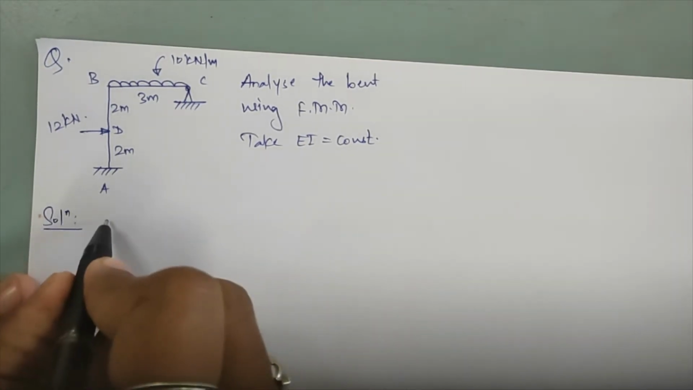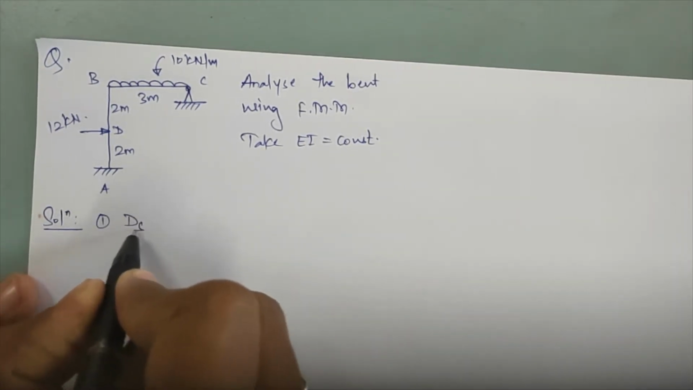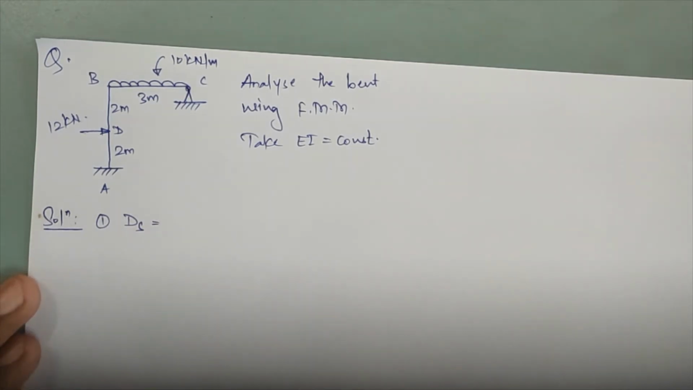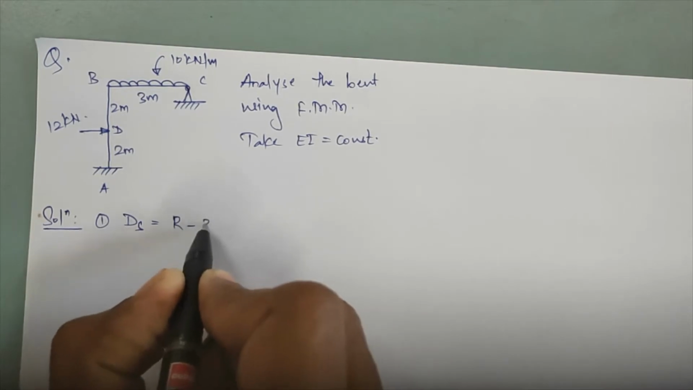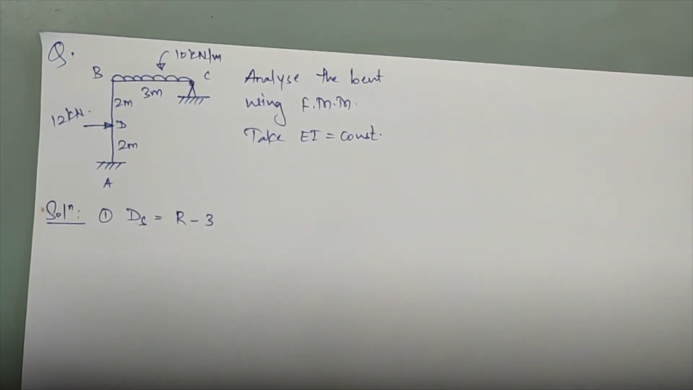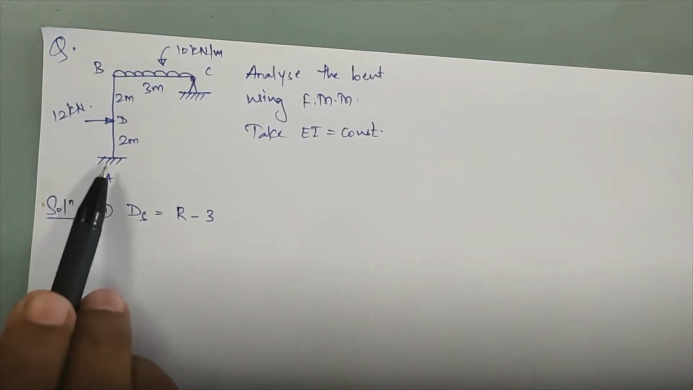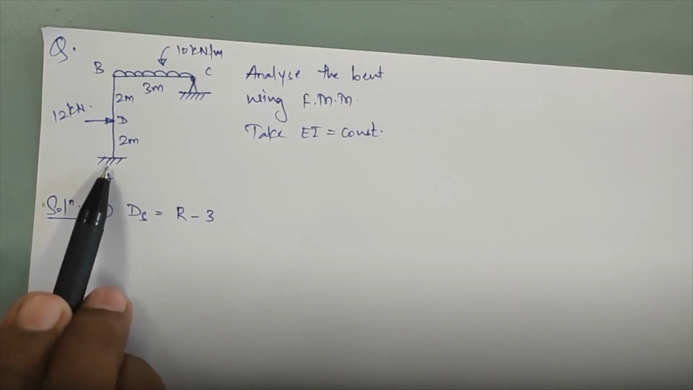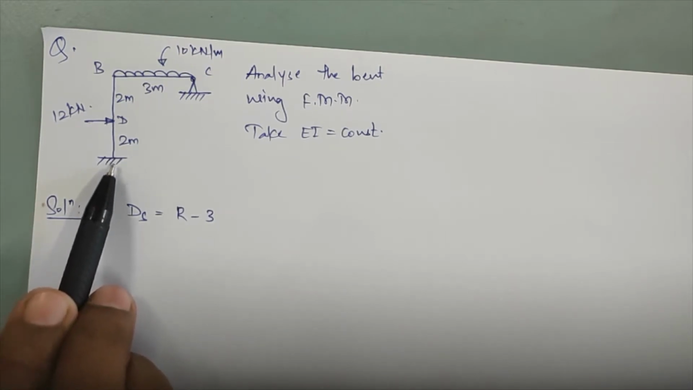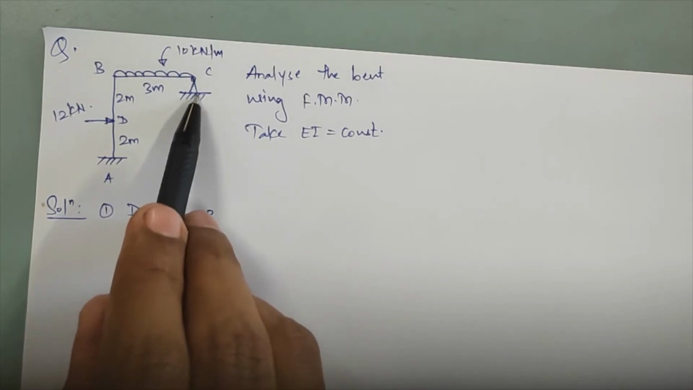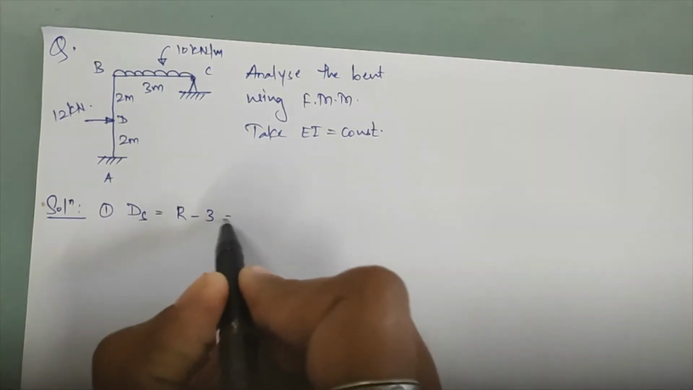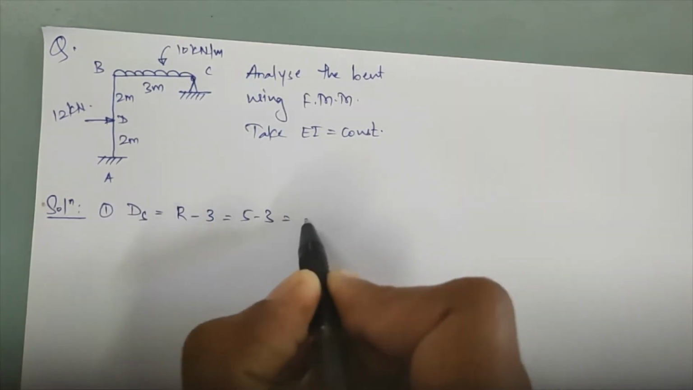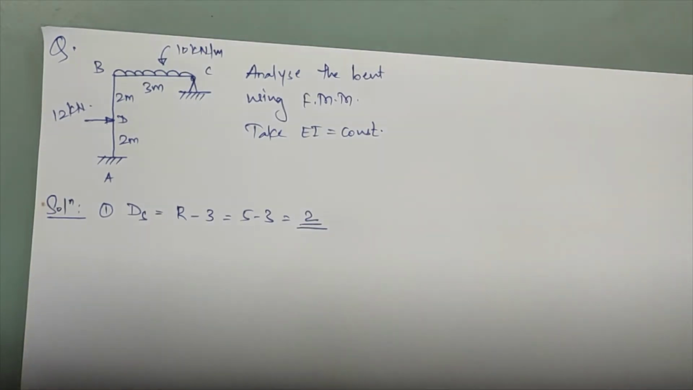In the solution, the first step is what? We calculate the initial value of Ds, the degree of static indeterminacy. It is given by r minus 3, that is, the number of reactions minus 3. So we calculate r here. For support A, you have a fixed support, so you will have 3 reactions, and at C there is a hinge support, so you will have 2 reactions. So the total number of reactions is 5, minus 3, so that I get equal to 2 here, right?